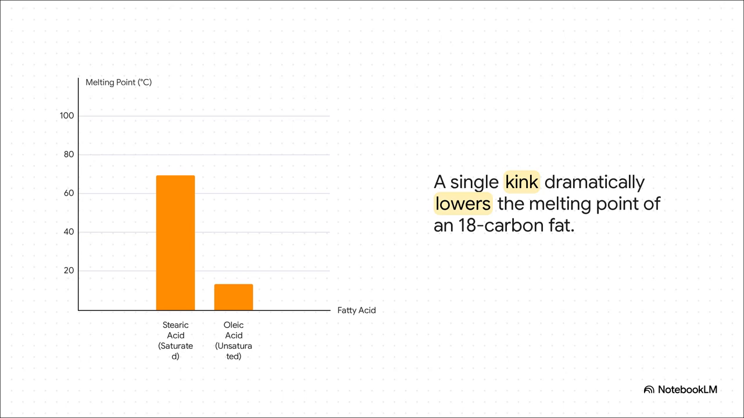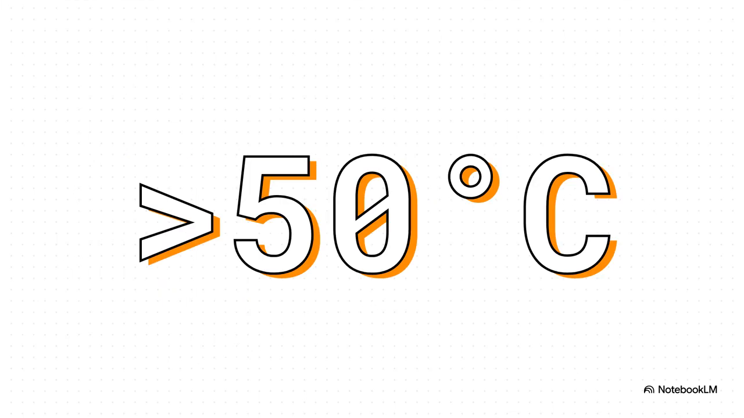The only difference between them is that stearic acid is straight and oleic acid has just one of those kinks. Now check out their melting points. The straight one, stearic acid, needs almost 70 degrees Celsius to melt. The kinked one melts at just 13 degrees. That is a massive difference. Let that sink in for a second.